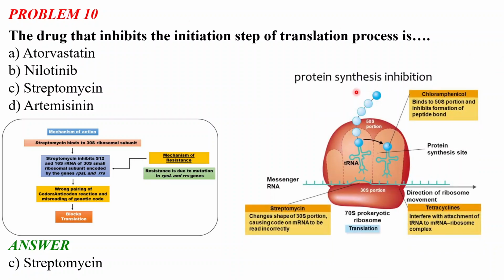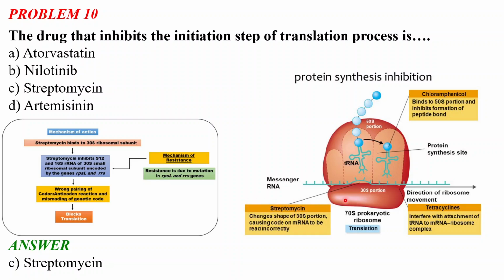So, how does protein synthesis inhibition happen? There are various different drugs which inhibit protein synthesis. This is the large ribosomal subunit, the 50S portion, and this is the smaller ribosomal subunit, the 30S portion. This is the messenger RNA, or mRNA, and this is the tRNA. On the tRNA we have the anticodon sequence, and on the mRNA we have codon sequences.